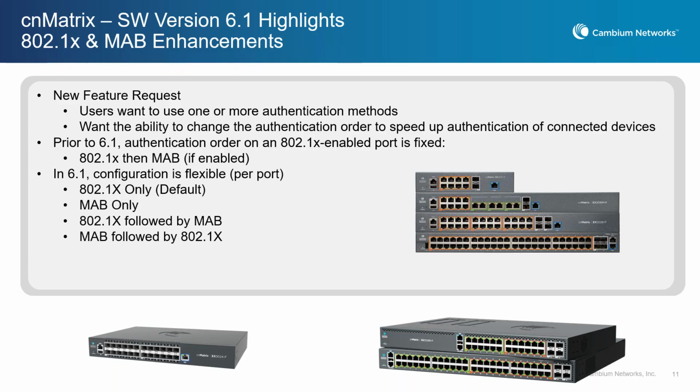Now with 6.1, you have a lot more flexibility of which one of those authentication mechanisms you want to use and the order. So the default is to use 802.1x only, if 802.1x is enabled. But you have other configurable options. You can configure it to not use 802.1x at all and only use MAB. That was not possible prior to 6.1. And you can change the order. So if you want to support both 802.1x and MAB on a port, you can now prioritize which one is attempted first, 802.1x followed by MAB, or MAB followed by 802.1x.